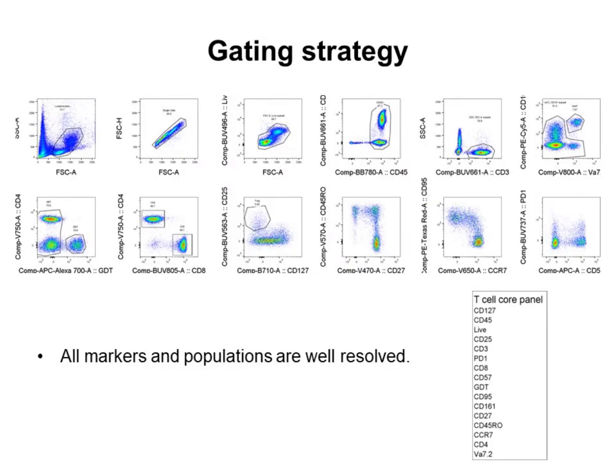So here I show you the gating strategy and the resolution of the markers, the core panel. And you see very nicely how we can identify the various populations: myeloid cells, CD4, CD8, subsets of T cells, gamma delta, the naive memory populations, PD-1 expression, and so on. You see CCR7 on the bottom right. You see the expression. We can very nicely discriminate the populations.